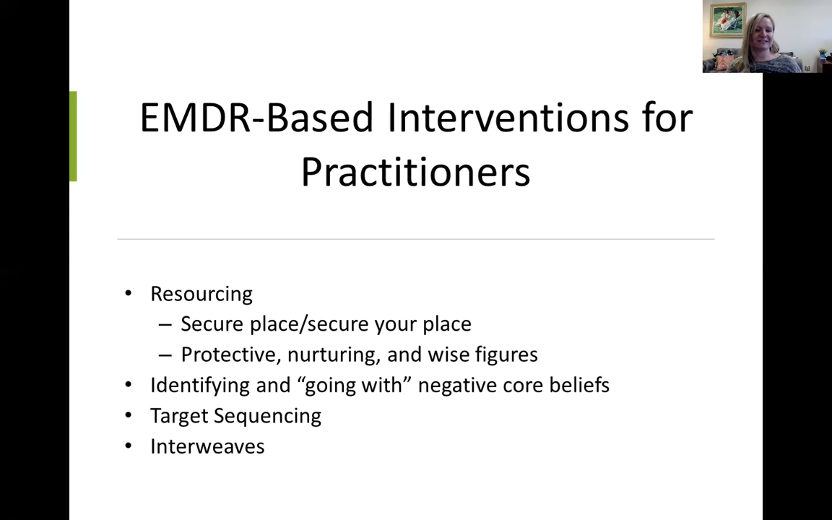Target sequencing is like a timeline I said earlier, only you're timelining examples that support that negative and positive belief in their life. And so that's something that can be really helpful. And then the interweaves, those are questions that kind of ask to keep information going, to keep them processing. So questions like, if they're stuck, asking, okay, what would a younger part of yourself do in this situation? Or what does that younger part of you need? And there's lots of good information on interweaves.